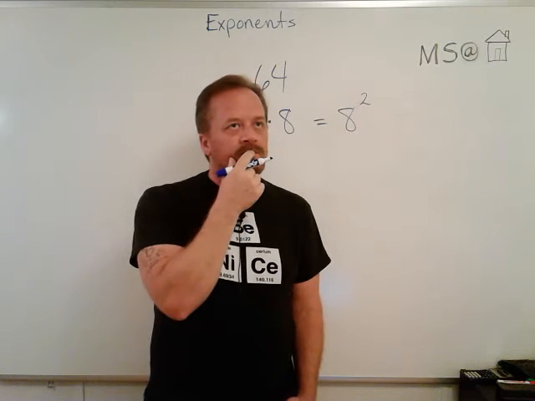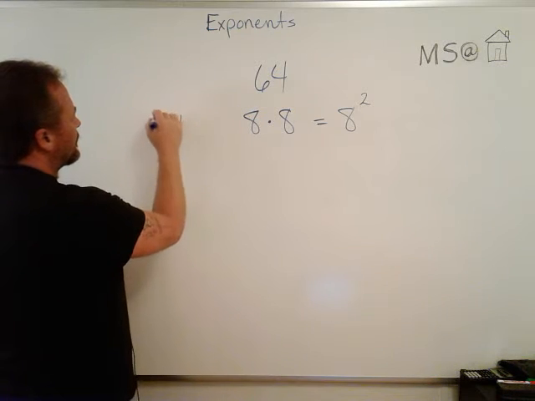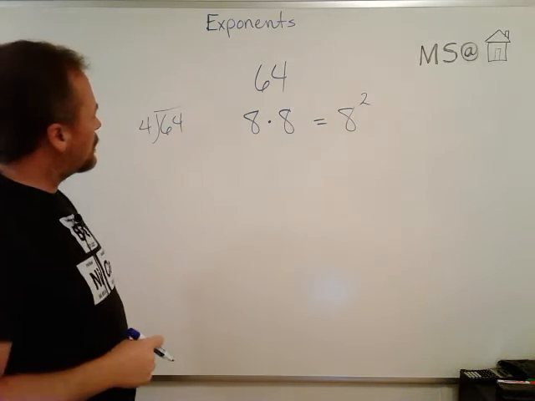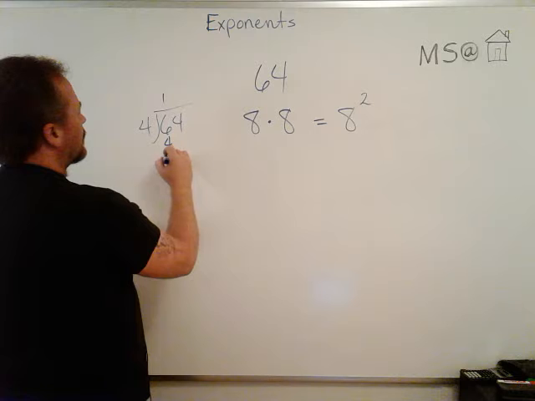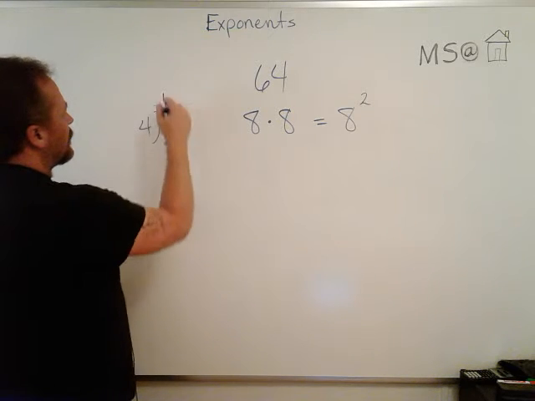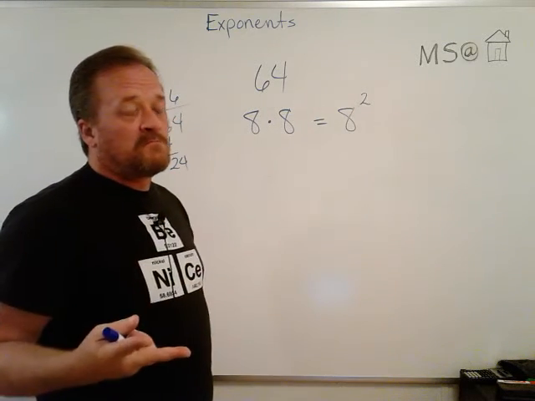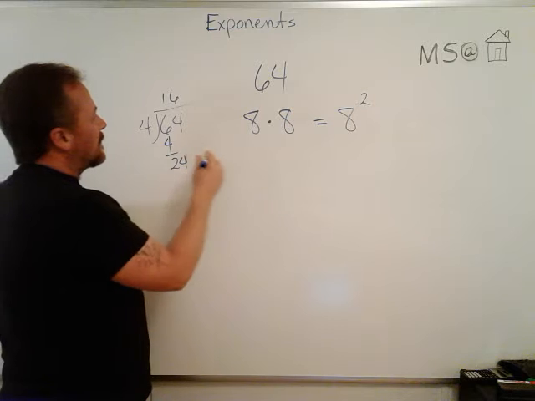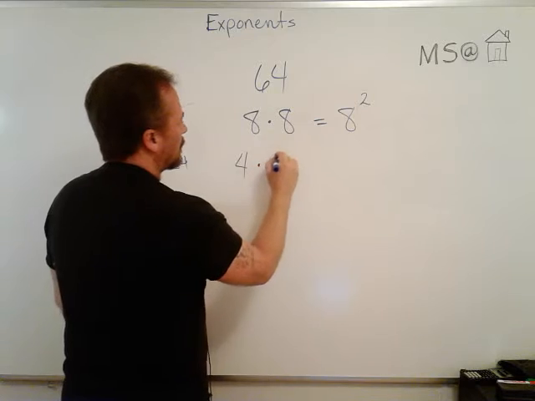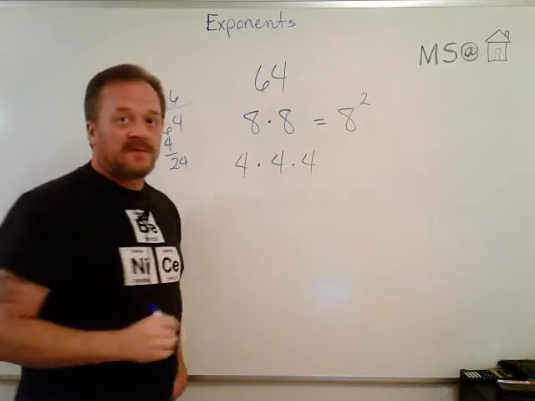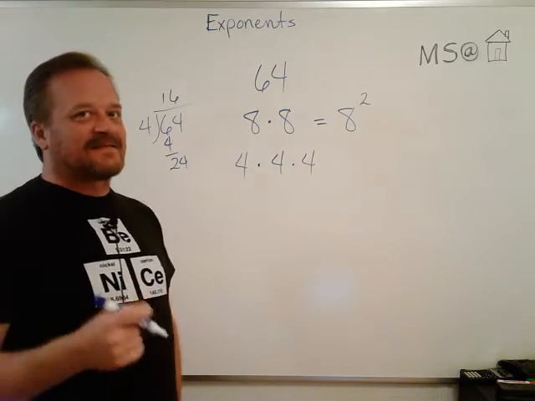Can I use 4? Interesting. What happens when I divide 64 by 4? Well, 4 goes into 6 once. 4 goes into 24, and I get 16. And isn't 16 just 4 times 4? Okay. So couldn't I multiply 4 times 4 times 4? Does that give me 64? Yeah, it sure does. Success, okay?